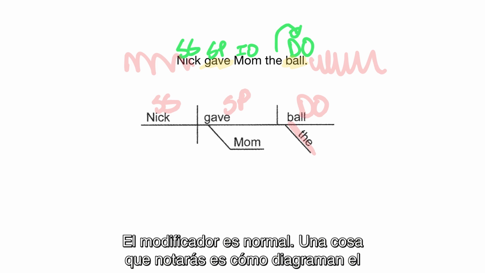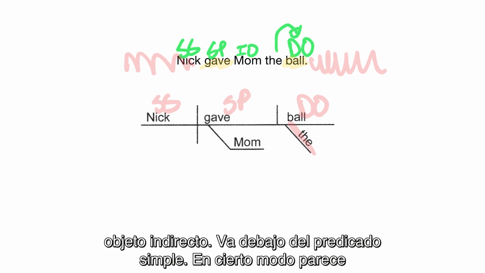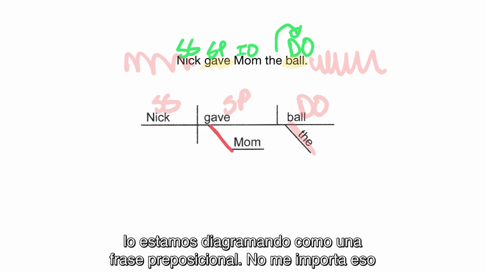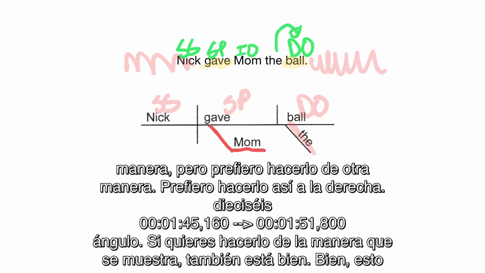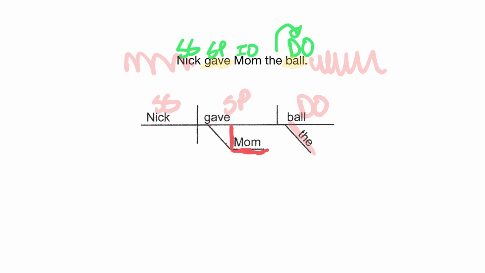One thing that you'll notice is how they diagram the indirect object. It goes underneath the simple predicate. It kind of looks like we're diagramming it like a prepositional phrase. I don't mind that way, but I prefer doing it another way. I prefer doing it like this at a right angle. If you want to do it the way that this is shown, that's fine too.